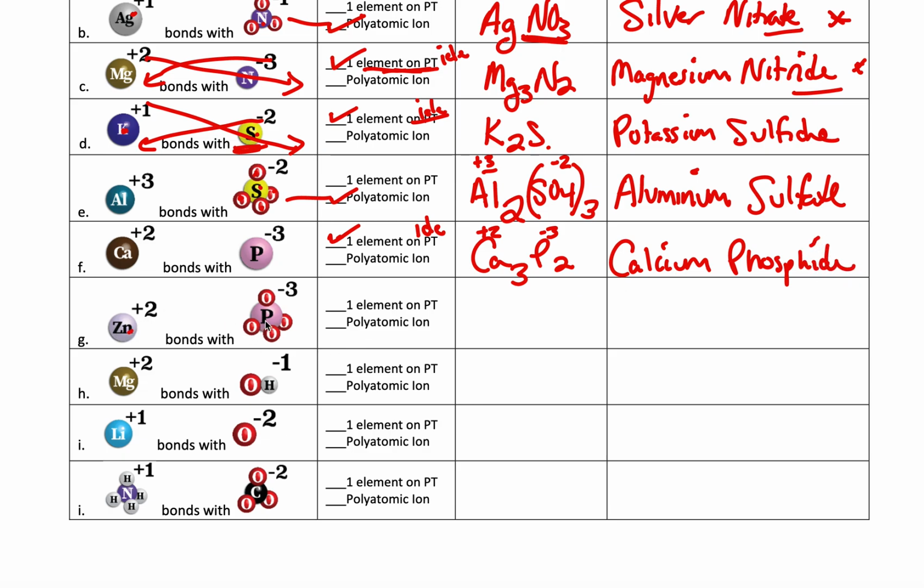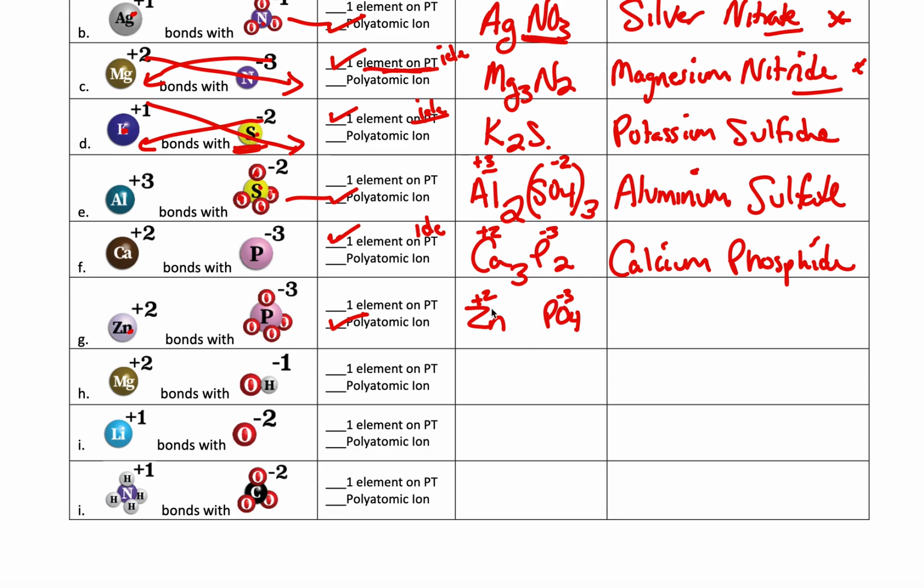Now I have zinc hooking up with P that's already bonded to all these oxygens. So this is a polyatomic. This is a party going on. So I'm going to write my formulas. Zn makes a little +2. I'll make a note for myself. Phosphate is PO4 that needs to gain 3. I'll make a little note there.